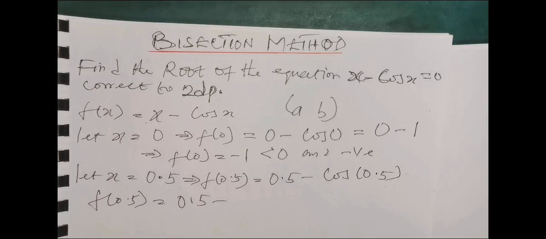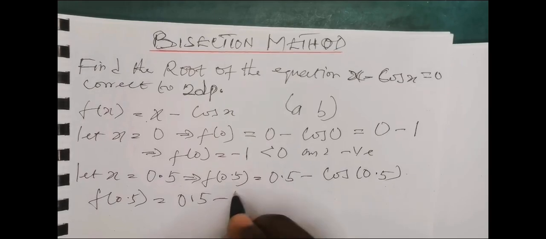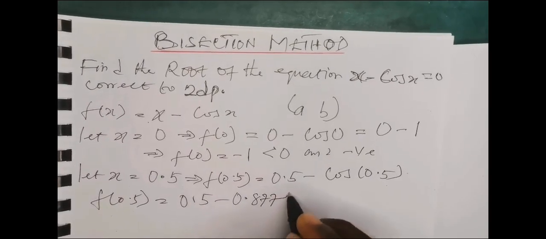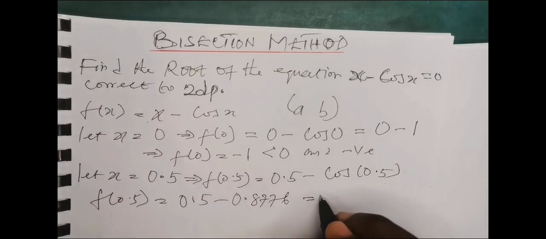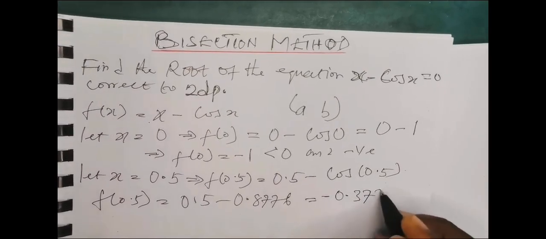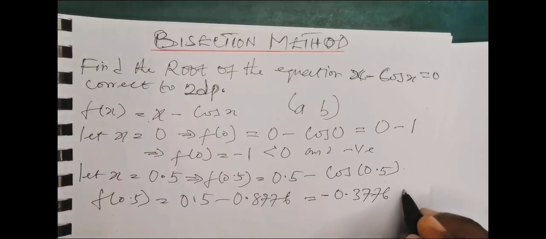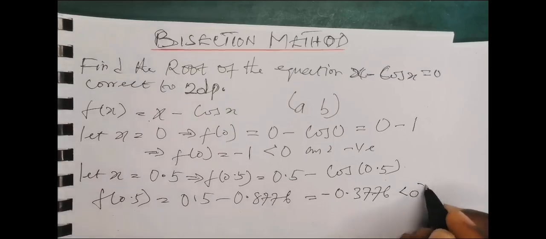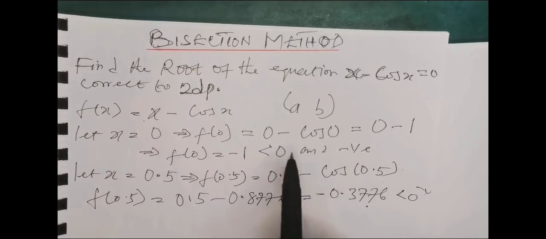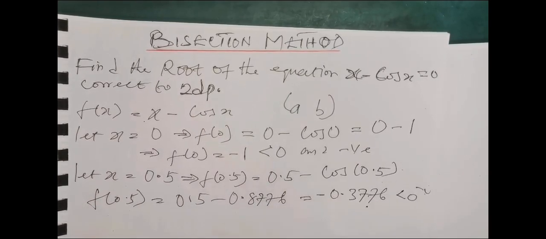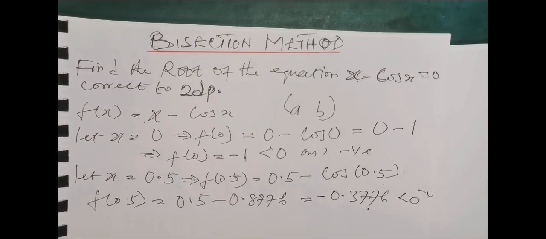Cos 0.5 is 0.8776 approximately. So this is equal to 0.5 minus that answer, which gives us negative 0.3776. Now this value is less than 0 as well, and it is negative, just like the previous value, but we want a transition from negative to positive or directly from positive to negative.